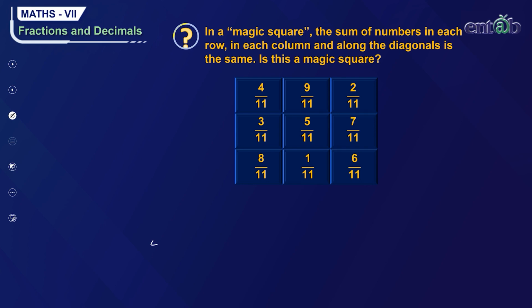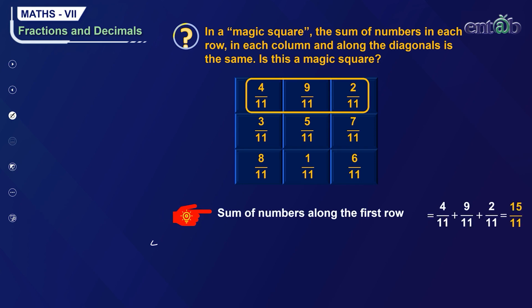In order to find whether this is a magic square or not, we will find the sum of the numbers along each row, each column and the diagonals. So, let us see the sum along the first row. We have 4 by 11, 9 by 11 and 2 by 11. So, 4 by 11 plus 9 by 11 plus 2 by 11 is 15 by 11, as 11 is a common denominator, and 4 plus 9 is 13 and 13 plus 2 is 15.